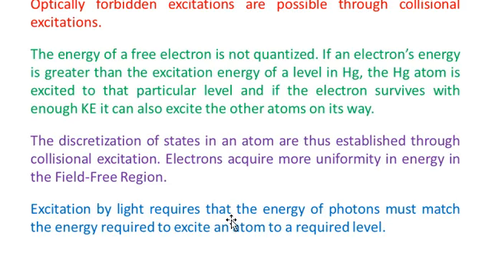Excitation by light requires that the energy of photons must match the energy required to excite an atom to a required level. So you see that today, if you want to perform this experiment, you will perform it not with electron collisions but with precise laser wavelengths, because the laser wavelengths will be known and you can selectively excite the levels. All the levels can be excited, but of course the optically forbidden levels will not be excited. Those will only be excited through electron collisions.